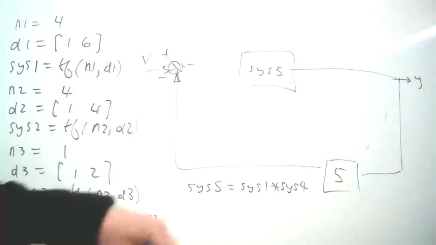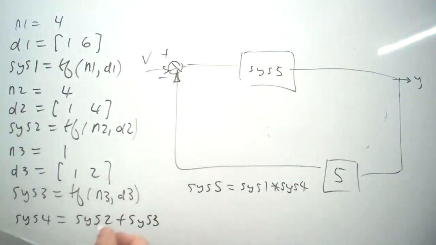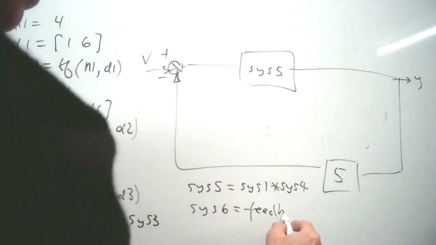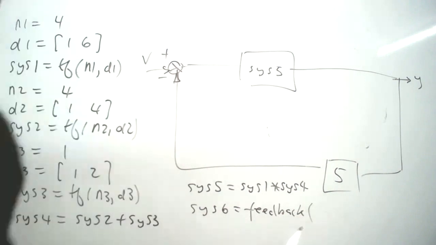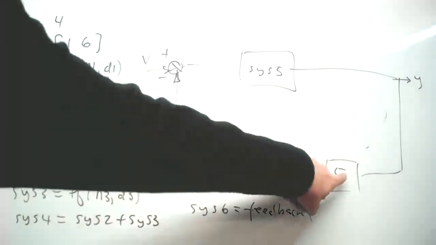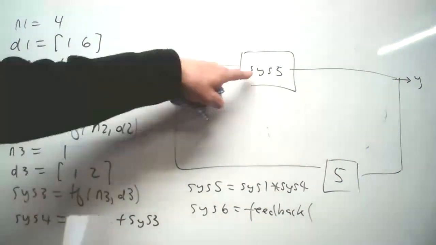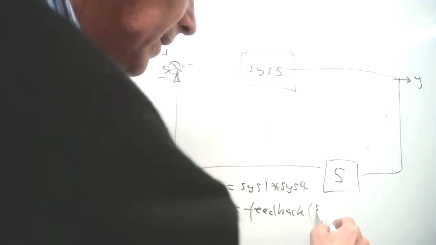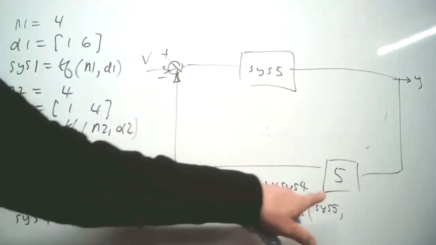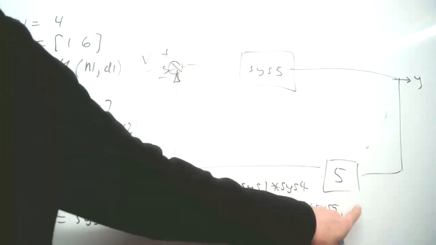Now this is where the 5 comes in. There's a command now called feedback, which gives us the final answer, sys 6. Sys 6 is feedback, and then in the feedback path you put the forward loop 1/3. This is called the forward loop. This is called the feedback loop. So you put sys 5 in there, comma, and then whatever thing you've got in here goes in there.